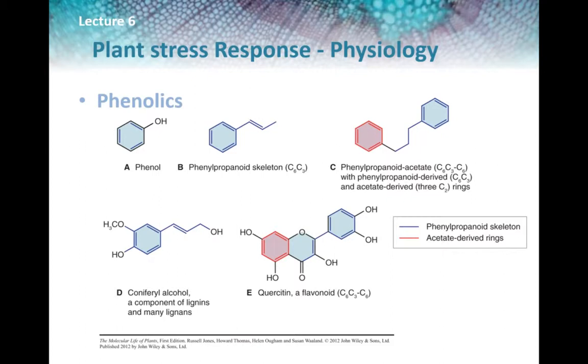Notice that flavonoids are composed of a phenol and acetate-derived rings. Most phenolics are derived from phenylalanine or tyrosine amino acids.